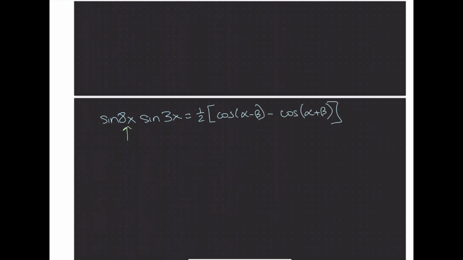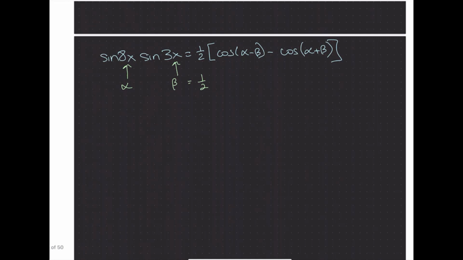Somebody say it? Did I hear somebody say alpha? And what's my 3x going to be? Yeah. Beta. Good job. That's going to be our beta, right? So we can just go ahead and fill this into our equation. So 1/2, oops, I'm going to move it up for you guys now. 1/2, then we got our brackets. Cosine of alpha, 8x, minus beta, 3x, minus cosine of alpha, 8x, plus beta, 3x.